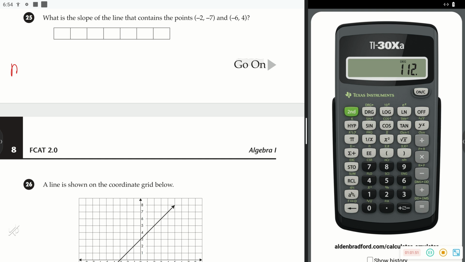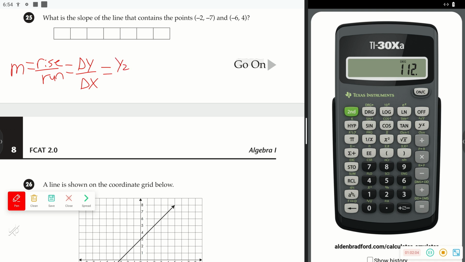But of course, we know that m equals the rise divided by the run, which we can call change in y divided by change in x. But most importantly, you should have this memorized: y2 minus y1 over x2 minus x1. This is the equation that we're going to want to use here, because we have 2 points. This is x1, y1, and then this one is x2, y2. So we're going to do y2 minus y1 to start.